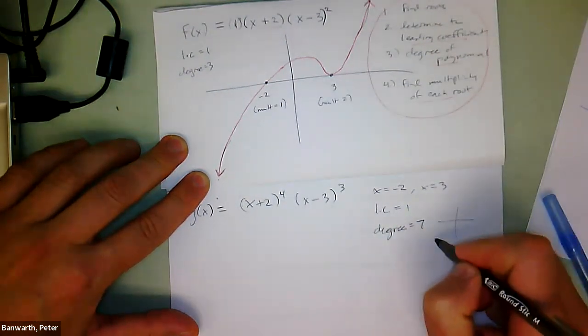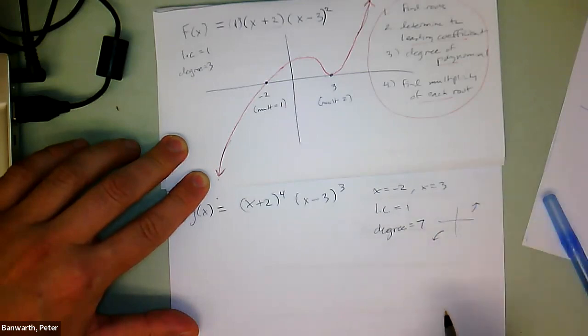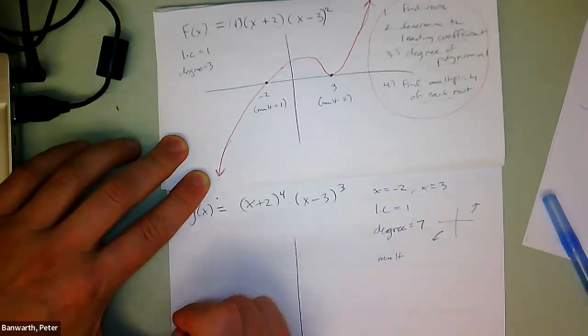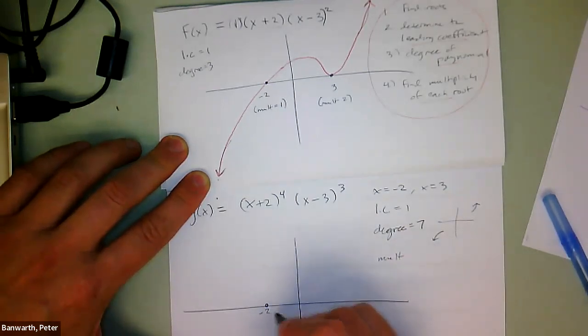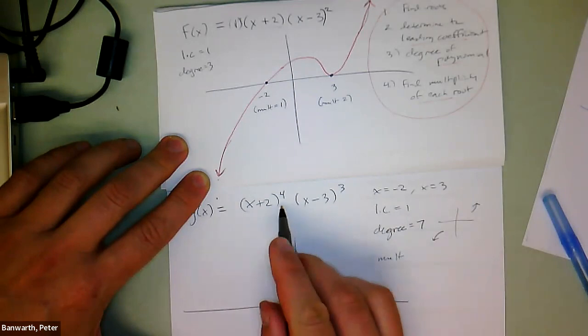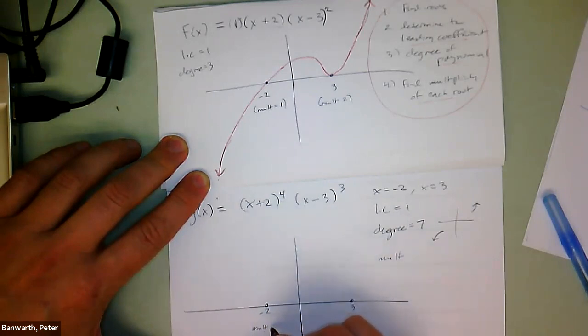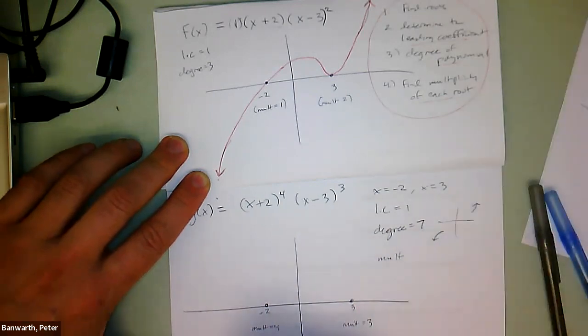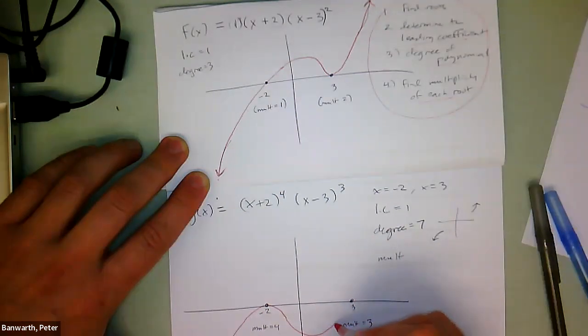So I know the end behavior is going to be like this. And now I need the multiplicity of each root. So here's my -2, here's my +3. Now the multiplicity here is 4, and the multiplicity here is 3. And that means when I start down to the left, when I touch this one, I have to bounce off because it's an even multiplicity. And then when I cross through here, I have to flatten out because it's an odd multiplicity that's greater than 1.